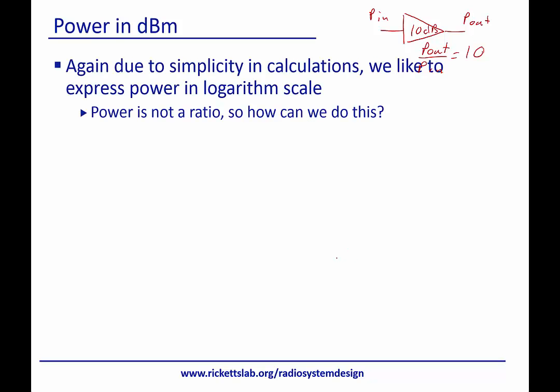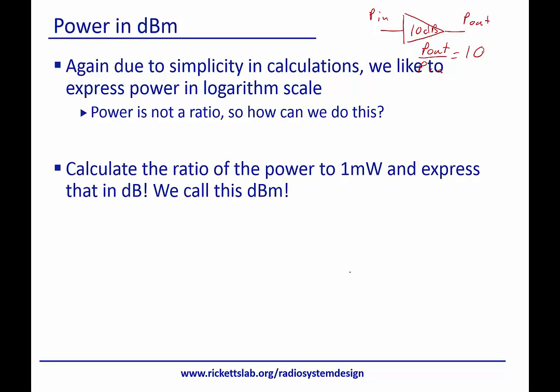We do that by defining a reference point. For Celsius, we say water is a reference point. For dBm, we simply use 1 milliwatt as our reference point. So we basically ask, what is the ratio of P out to 1 milliwatt? That gives us dBm.